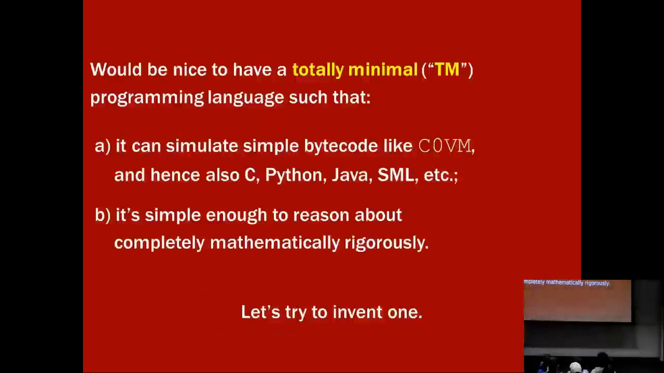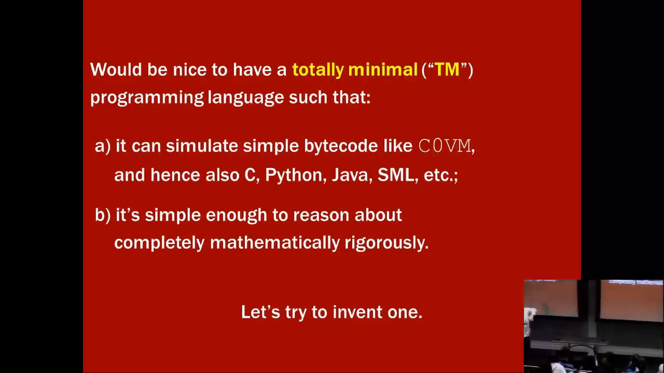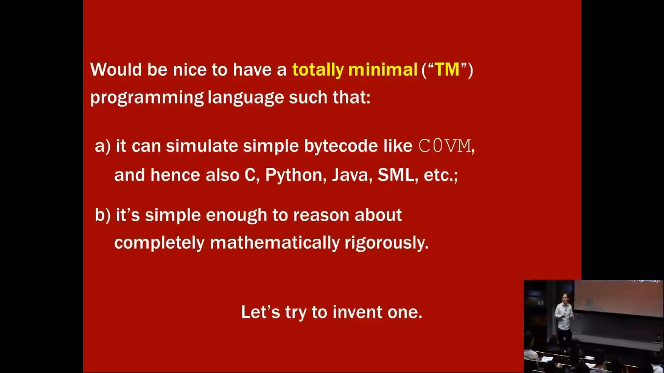So it'd be nice to have a really totally minimal programming language, even way more basic and stripped down than assembly language. Let's delete even more features from the C0VM and make it as simple as possible. Let's imagine a totally minimal, or TM, programming language that should still be powerful enough that we can argue it can simulate bytecode or assembly language, because then we would know it could also simulate C and Python and any natural programming language. But it's hopefully also simple enough that we can reason about it completely mathematically rigorously. So that's what we want to do. Let's try to invent one.